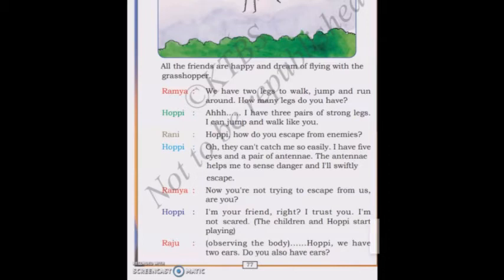Ramya asks the grasshopper. Now Hoppy says, I have 3 pairs of strong legs. I can jump and walk like you. Okay, 3 pairs means how many? Grasshopper has 6 strong legs, isn't it? So grasshopper can jump and walk like human beings. That is what the grasshopper says.